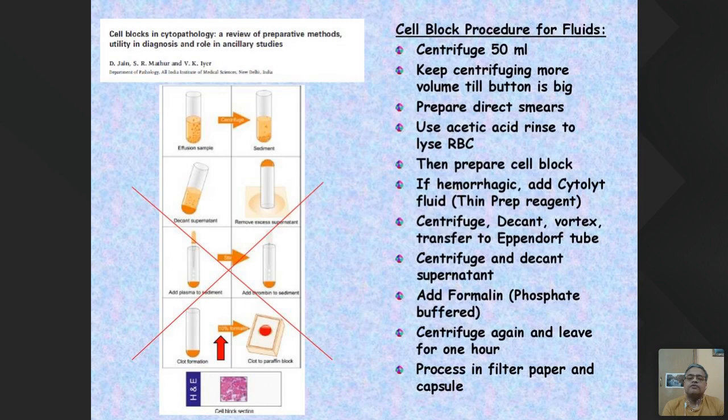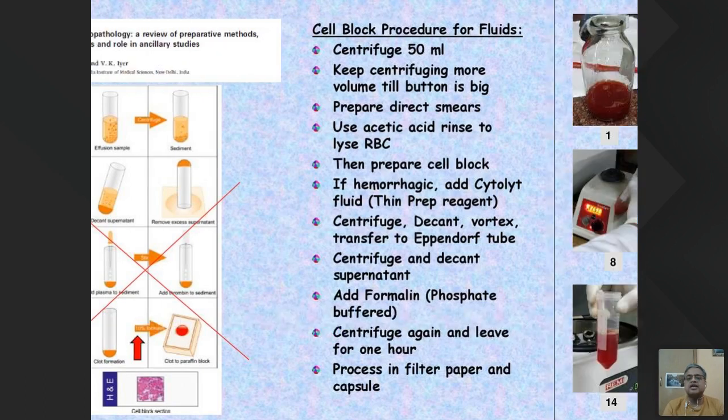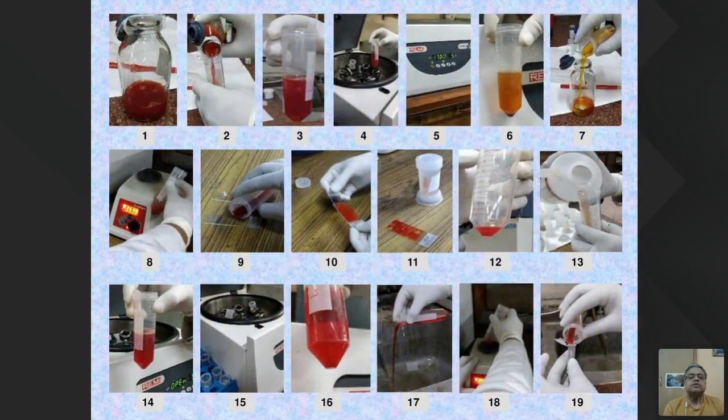The cell block, if it is hemorrhagic, if you add Cytolite, that will successfully hemolyze all the RBCs. After that, you centrifuge, decant, vortex, and transfer to the Eppendorf tube. The deposit put in the Eppendorf tube is then centrifuged. The formalin is directly added to the Eppendorf tube. Again, you centrifuge, and then you can process it in the filter paper, as you can see in the subsequent slides.